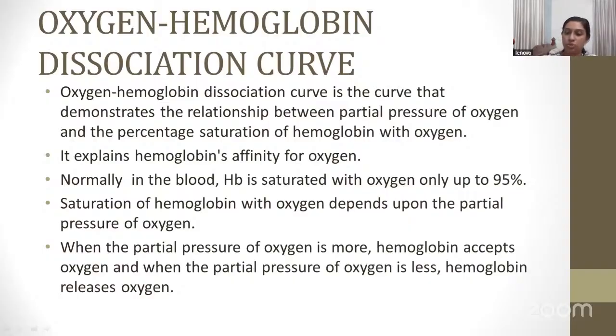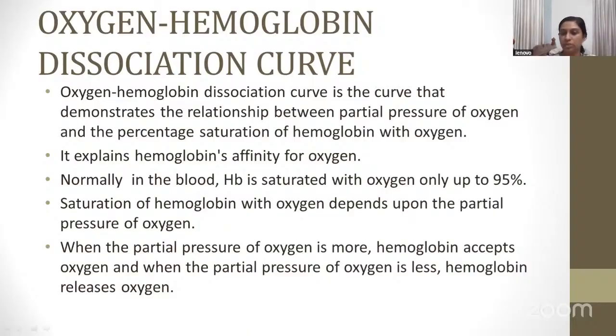And it usually depends on the partial pressure of oxygen. Okay. If the partial pressure of oxygen is more, then hemoglobin has more affinity towards oxygen. It accepts oxygen, and when the partial pressure of oxygen is less, hemoglobin releases oxygen. I.e., in case of lungs, we know that in lungs, we have an adequate amount of oxygen.